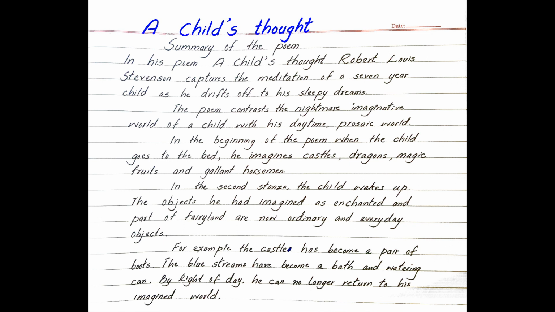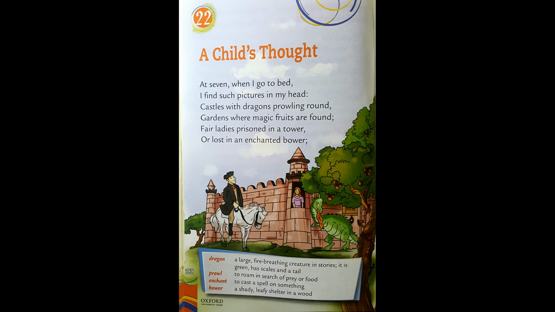For example, the castle has become a chair, and the horseman has become a pair of boots. The blue streams have become a bath and a watering can. By light of day, he can no longer return to his imagined world. Now, read the poem together.